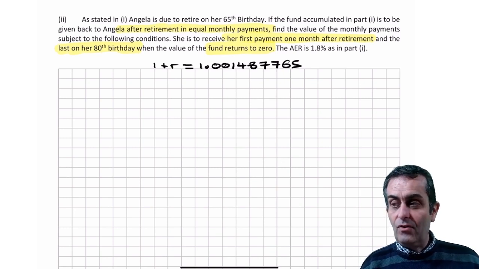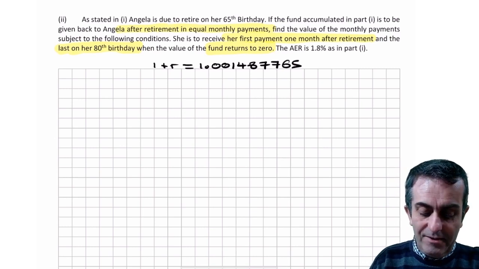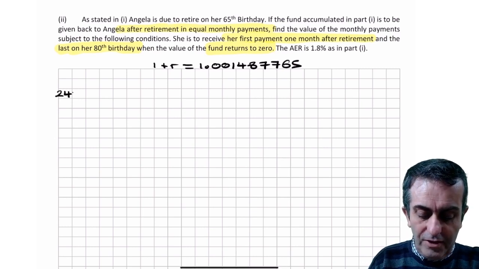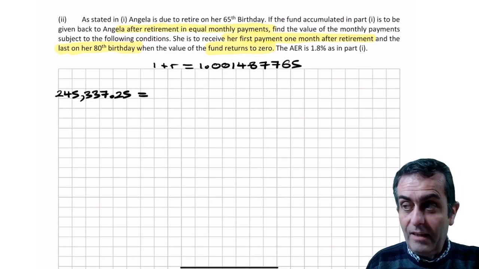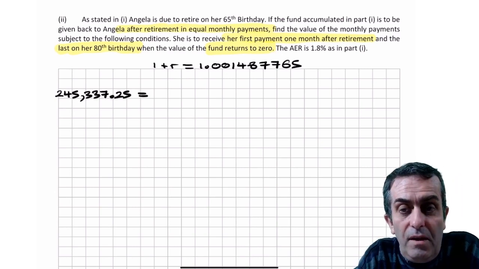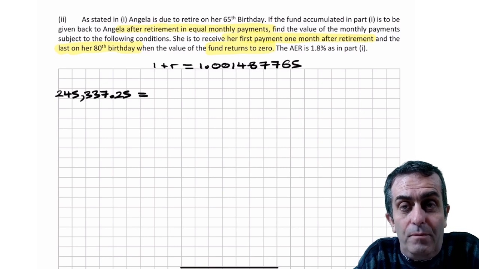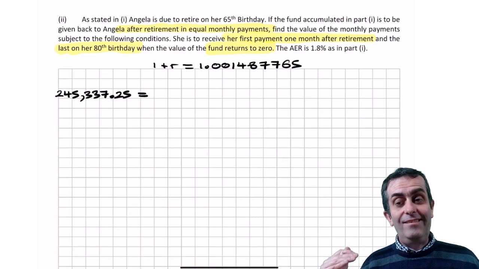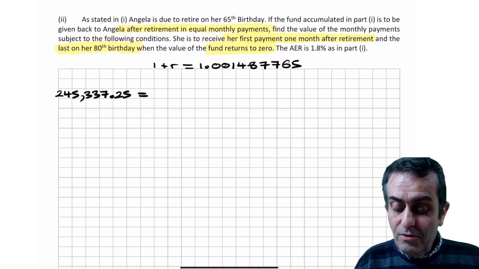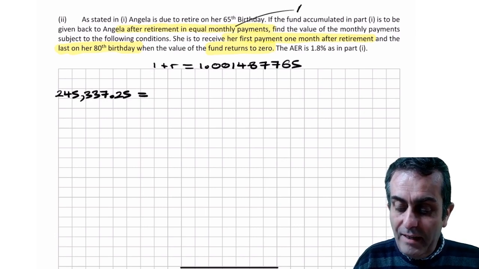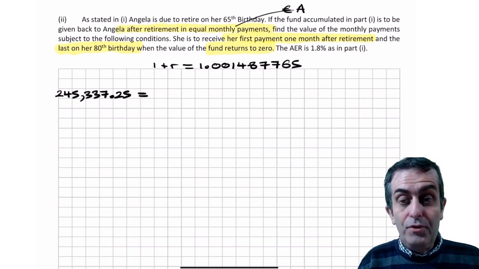From that point on, the fund is decreasing. So the value of her fund from the previous part, which was €245,337.25, is going to be equal to the sum of the present values of all future payments which Angela receives from her pension. Now that's extremely important. It's the sum of the present values of all future payments which she receives from her pension fund. Now we're going to imagine that these equal monthly payments are of size €1.